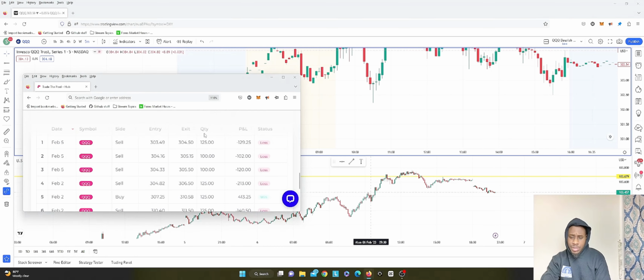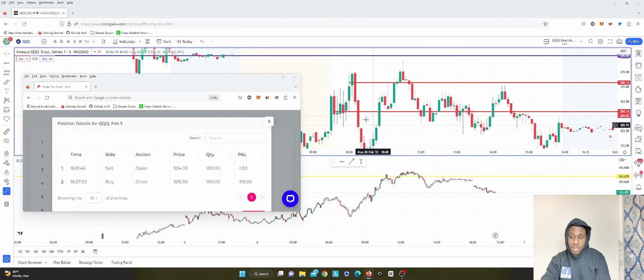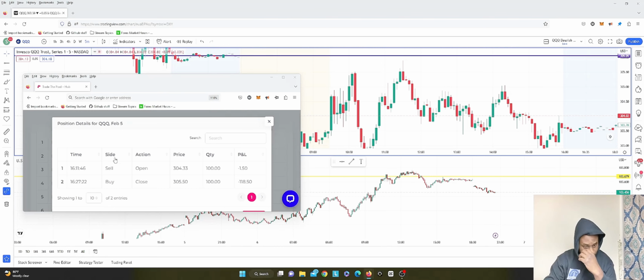The more you trade, the more you can see these levels that the market might come down to, and you might have a play there. All right, so what happened here?